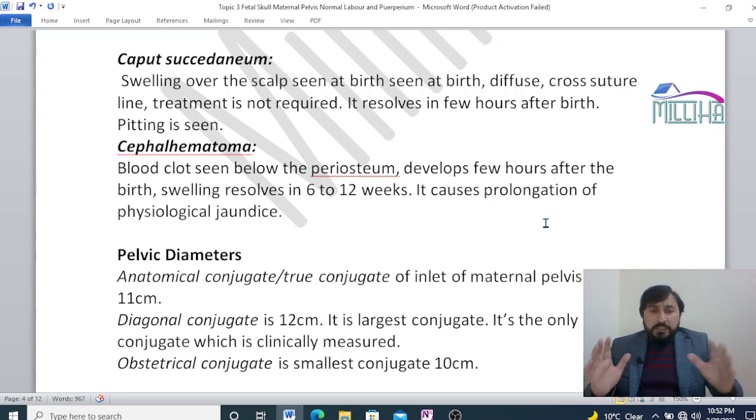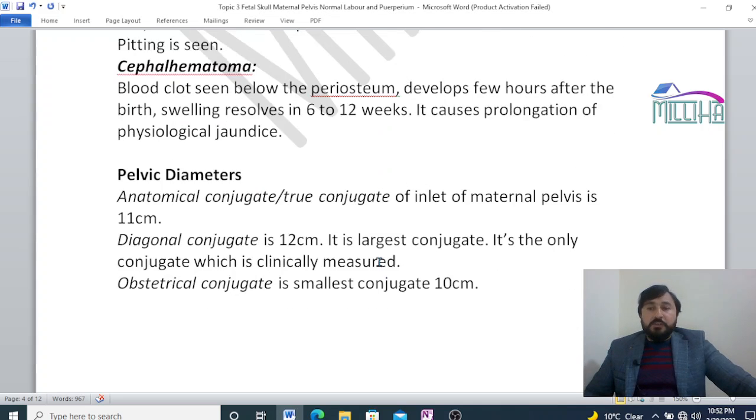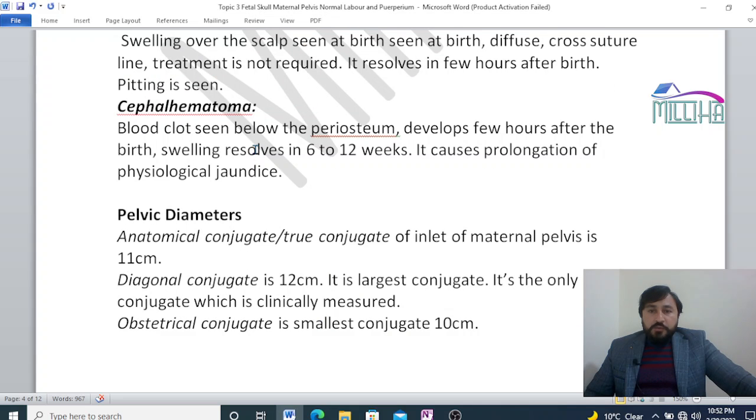There is a physiological jaundice. That means when a child is born, he will undergo a physiological jaundice. That is not a disease. That is not pathological. That is physiological. In this case, cephalohematoma prolongs the physiological jaundice. Okay. Here you should take a screenshot of these notes.